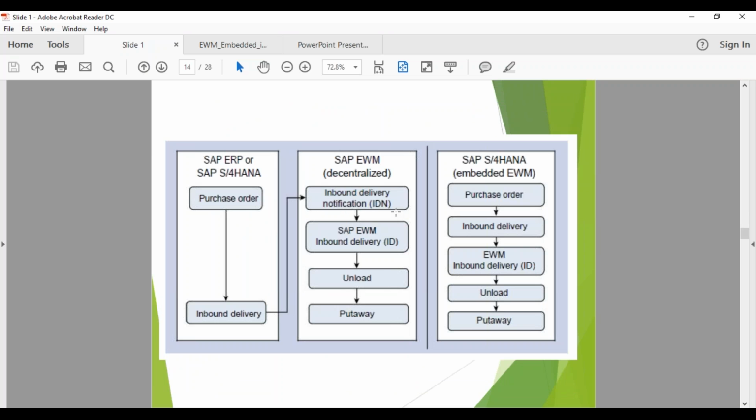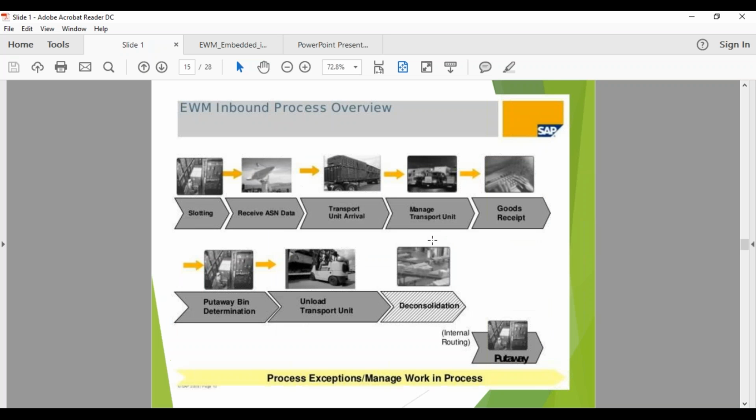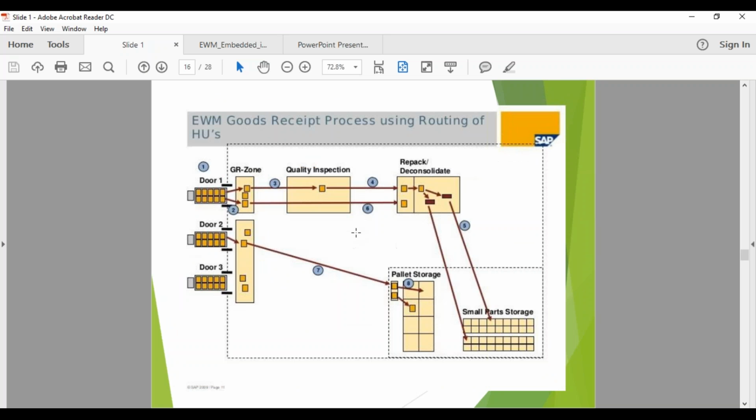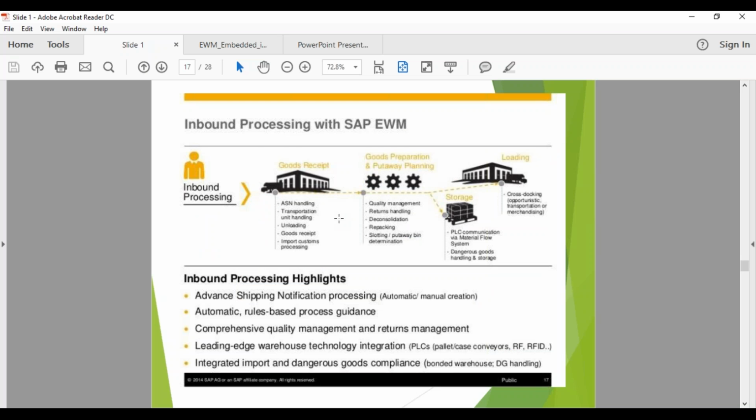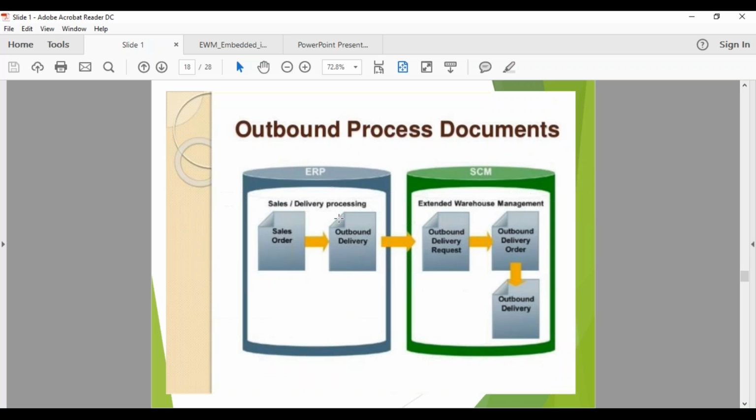Then we have discussed the inbound delivery processing. We have seen the documents in the system: purchase order, inbound delivery, and extended warehouse management inbound delivery, unloading and put away, how this entire process will happen. We have discussed the inbound delivery business process, how it will happen, the complex inbound and the simple inbound process. On the whole, we have summarized the inbound delivery processing.